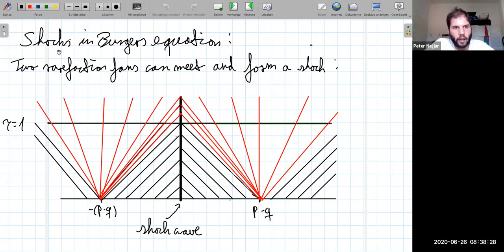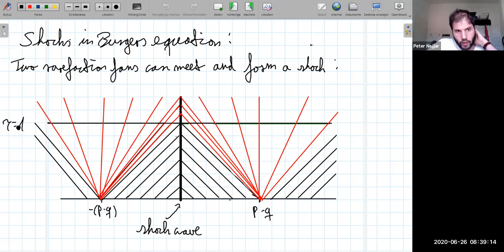So basically, what you see here is that I have two rarefaction fans. In red are the characteristic lines of two rarefaction fans. I have one rarefaction fan here and another rarefaction fan here. And the initial density is such that from the origin up to the point P minus Q, the density is 1. So you have characteristics with slope -1 over P minus Q. And from the position minus P minus Q up to the origin, the density is 0. So you have characteristic lines with slope 1 over P minus Q.